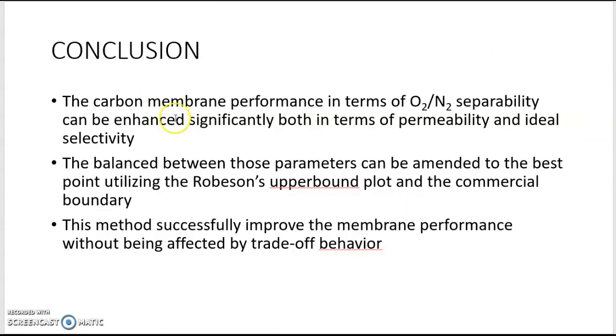And so as a conclusion, we can see that the carbon membrane performance can be enhanced significantly in terms of permeability and selectivity. And the balance between those parameters we can tune to the best by using the Robinson upper bound as the guideline, as well as the commercial boundaries. And since I raised the issue about the trade-off behavior, using this method we successfully improved the membrane performance without being affected by the trade-off behavior.